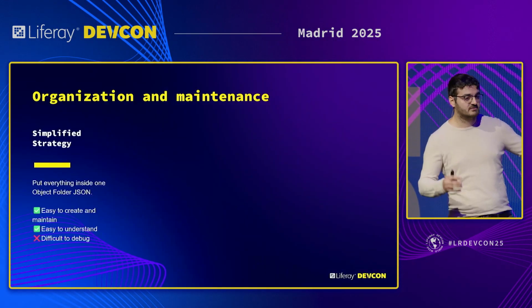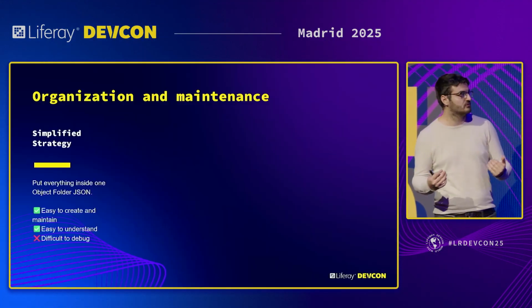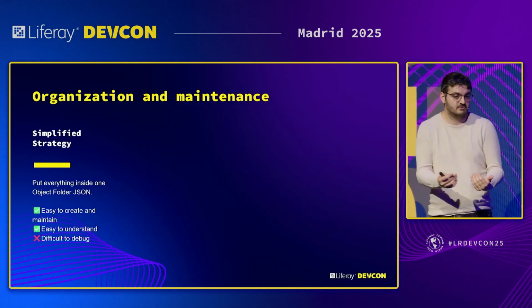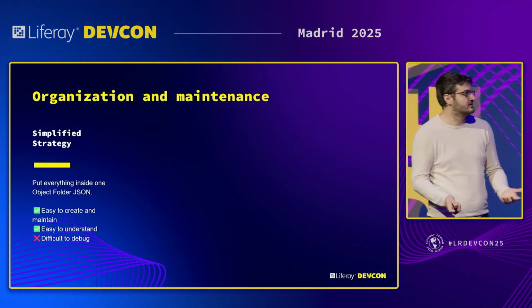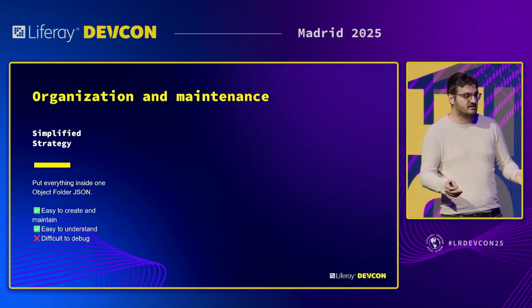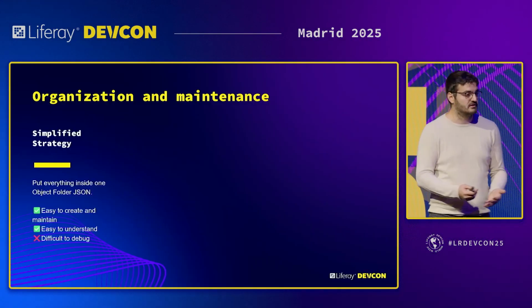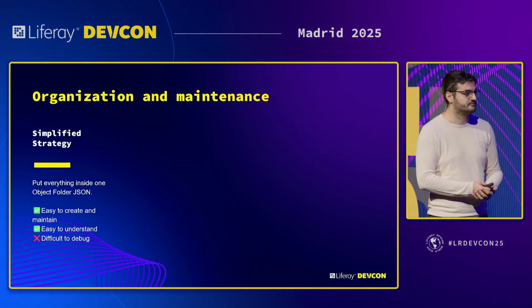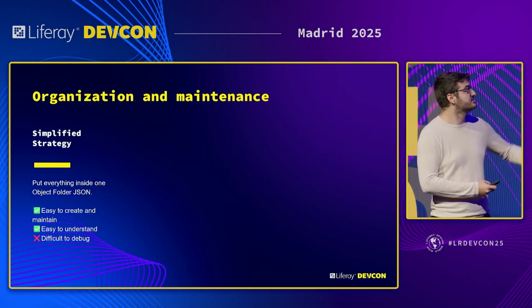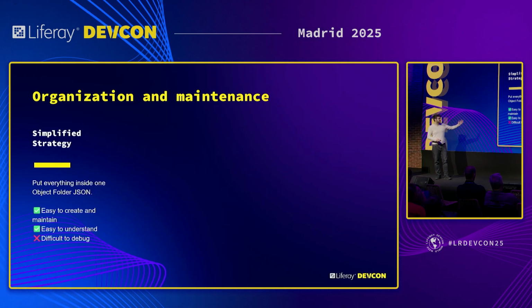And everything that you will have to export, all these JSONs, how do we organize them? How do we maintain it? And how do we use it normally? There are some strategies that you can make in order to use those JSON files and put them in the batch client extension in order to use it for your environments. The simplified strategy, you just, for example, put everything inside an object folder.